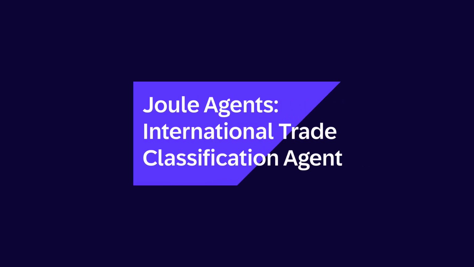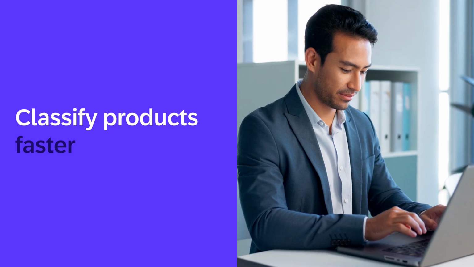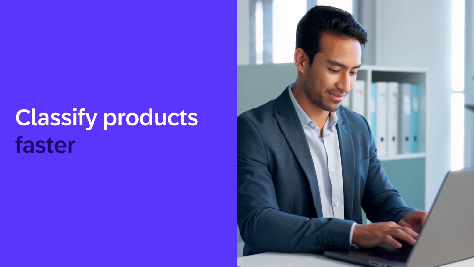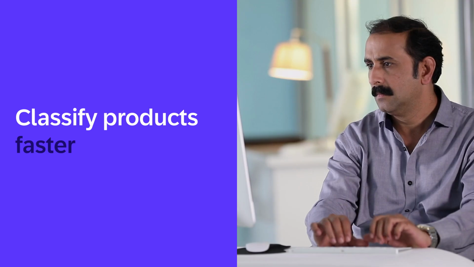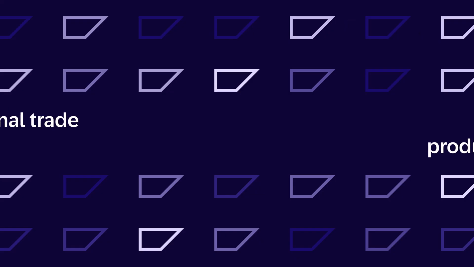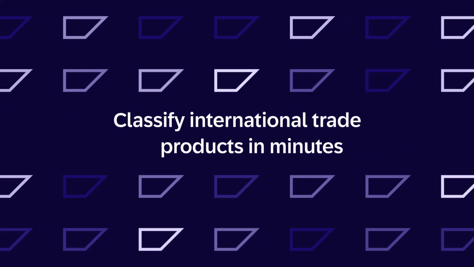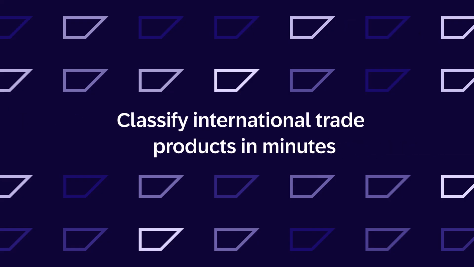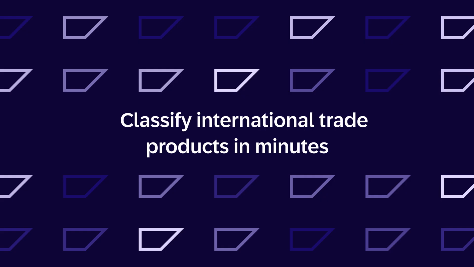Welcome to a quick feature demo of Joule agents, with a focus on the International Trade Classification Agent. You'll see how the agent helps classify products faster and more accurately by combining AI-assisted recommendations with legal reasoning, while keeping humans in control. What if classifying international trade products took minutes, avoiding hours of manual research and guesswork?